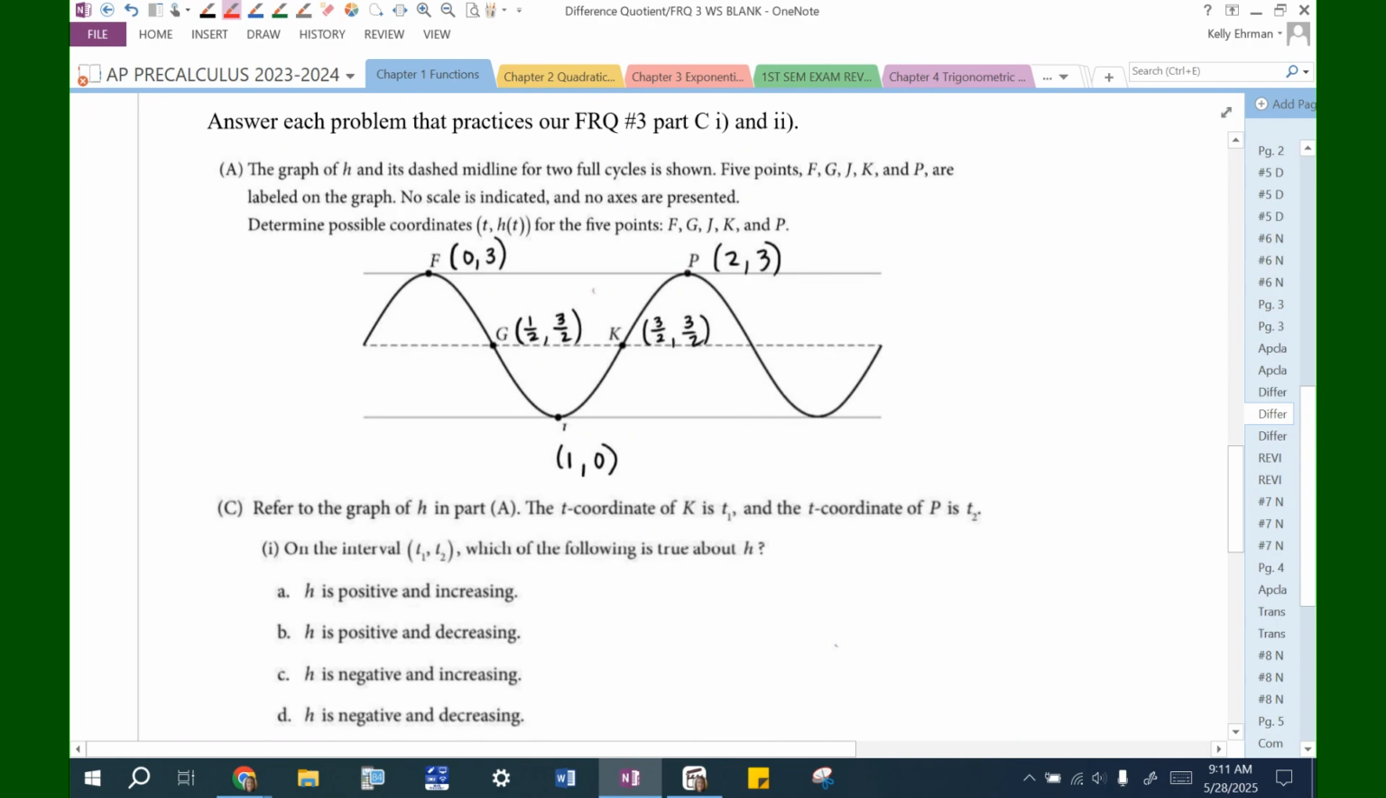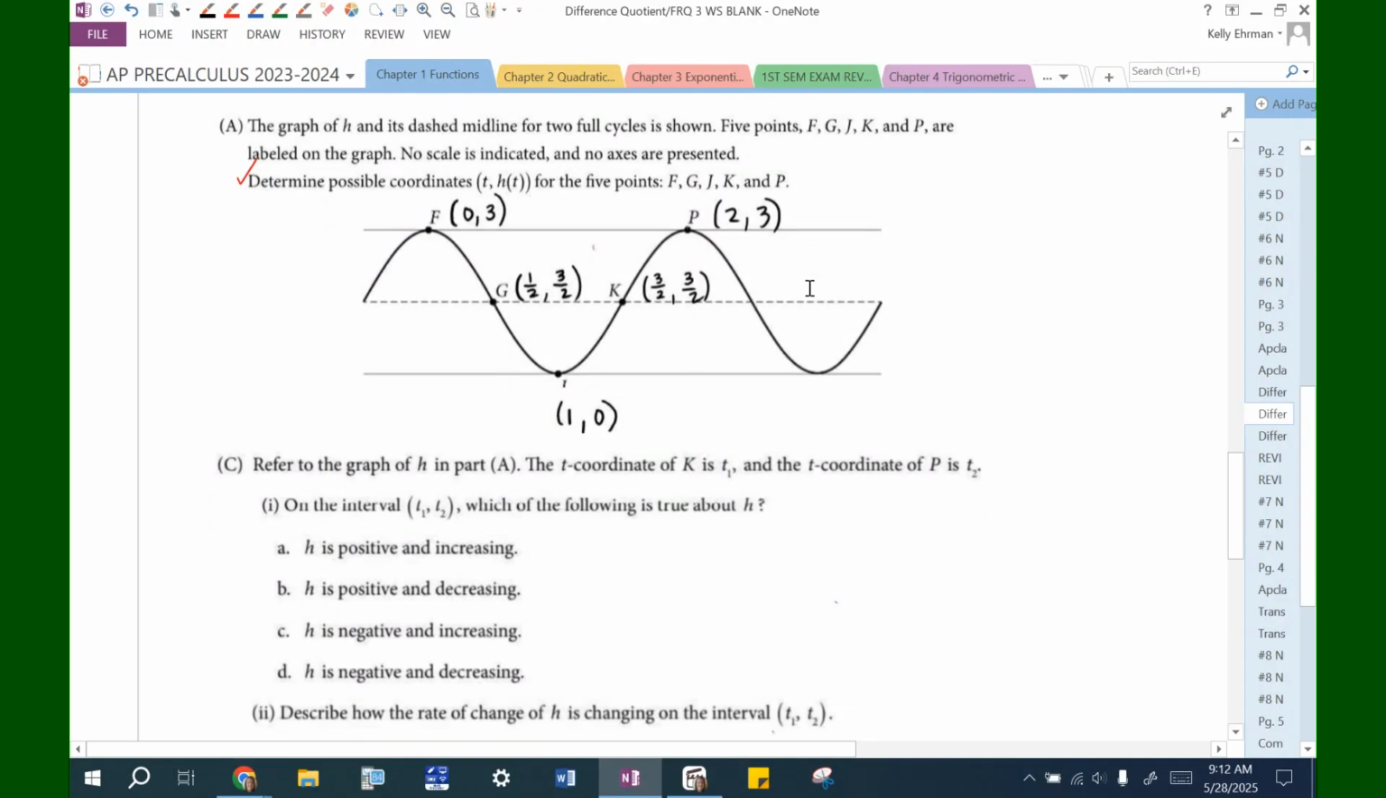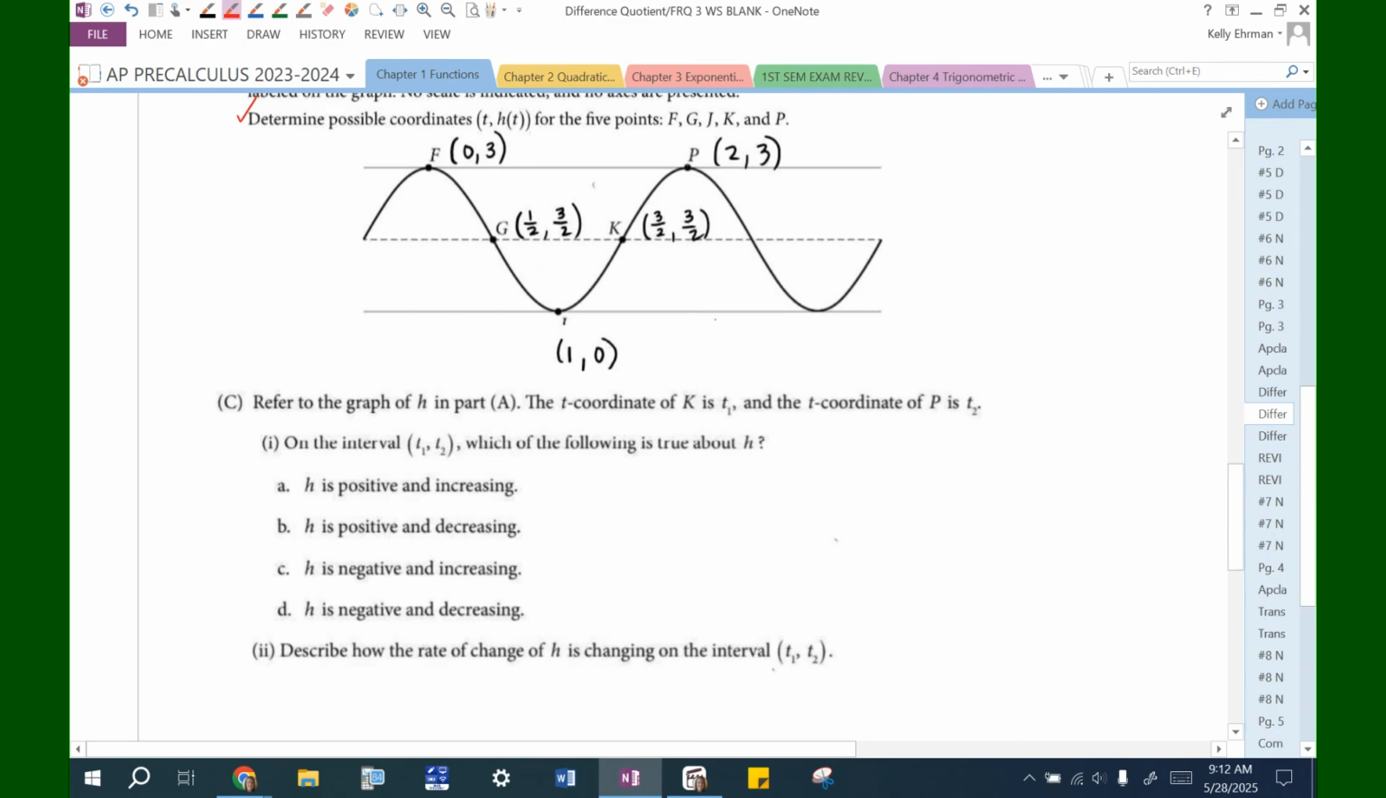We have these points F, G, J, K, and P. No scale is indicated, no axis is presented, but we went ahead and found the possible coordinates. So this is already done. There's nothing to do for that. I'm just giving you this so you'll see what it looks like. So say we were very smart and correctly found all 5 of these points. Part C, again, these are just like free points, it feels like.